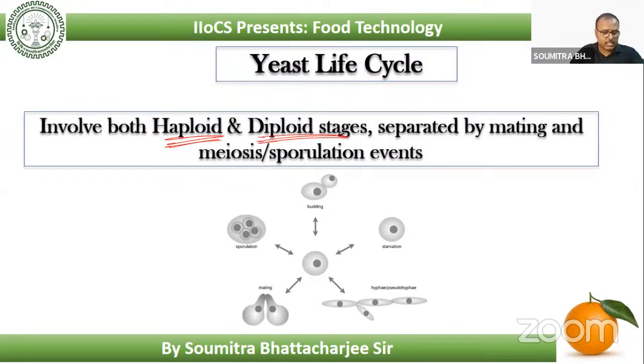Both stages are present in this group of fungus, and they are separated by mating, as well as meiosis and sporulation events. They are separated by mating, meiosis, and sporulation events itself. Okay, so haploid and diploid stages are present.